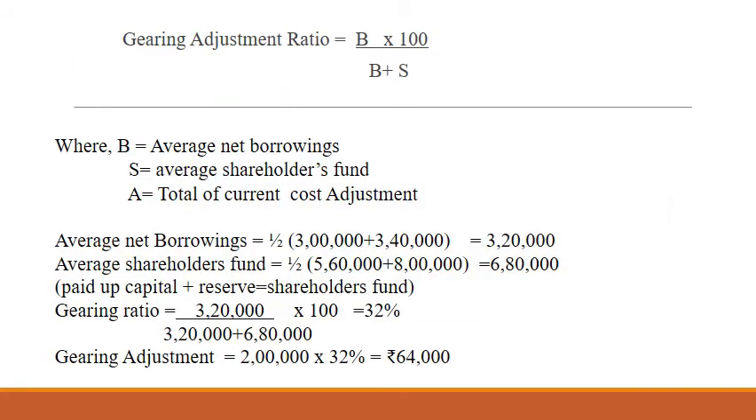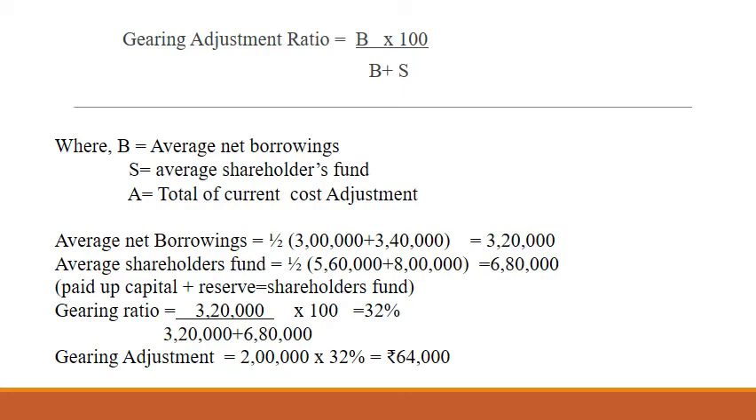The gearing adjustment ratio is B into 100 divided by B plus S. We have said before, B is the average net borrowing, S is the average shareholders' fund, and A is the total of current cost adjustments. Now the average net borrowing is half into 3 lakh plus 3,40,000. That is, the average of opening plus closing net borrowing. Opening is 3 lakh and closing 3,40,000. It gives 3,20,000.